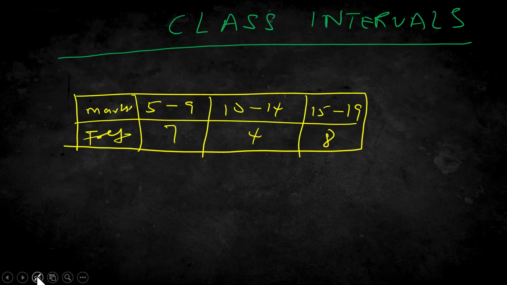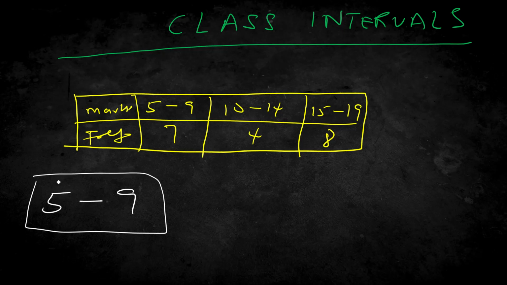Class intervals. A class interval is a symbol which defines a particular group or class. So we have 5 to 9. So 5 to 9 is a class interval. We can also talk about 10 to 14. So these are the class intervals.